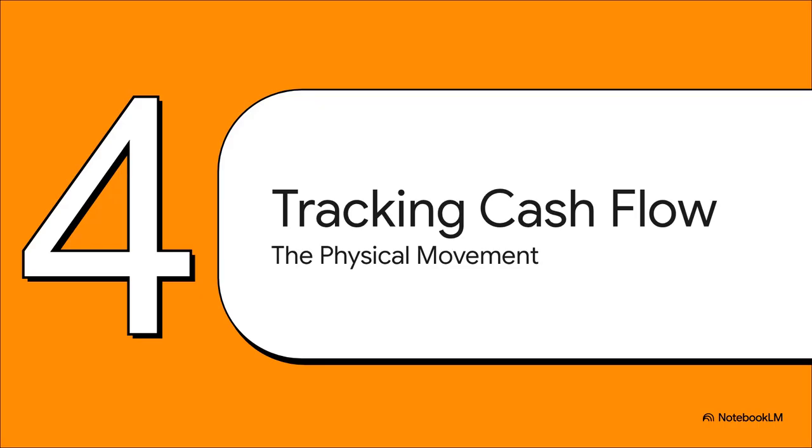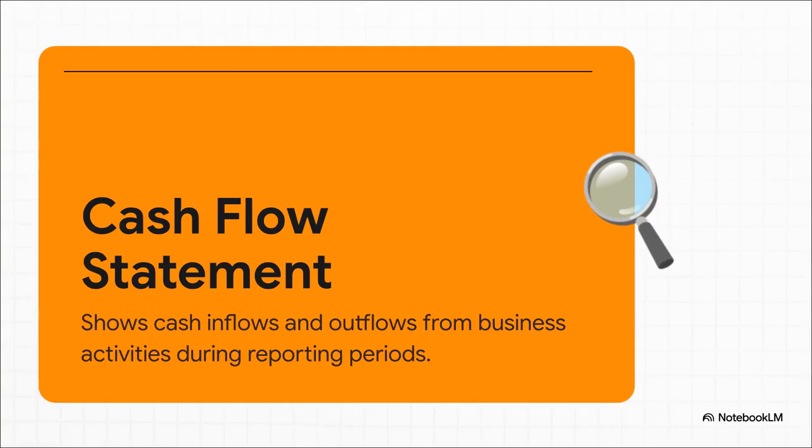Part 4. Tracking the cash flow. All right, now we need to look behind the curtain at the company's circulatory system. The cash flow statement is a financial statement showing cash inflows and outflows from business activities during reporting periods. This statement is all about reality. Why? Because a company cannot pay its bills with accounting theories. It tracks the actual physical movement of cash in and out of the business. Ultimately, positive cash flow is the true lifeblood of business survival.